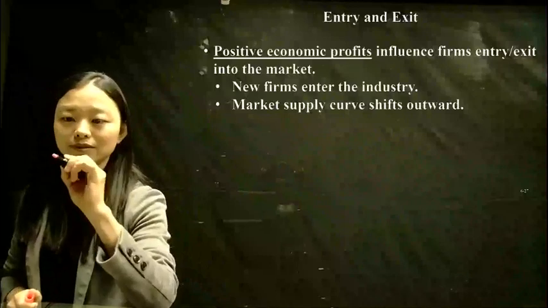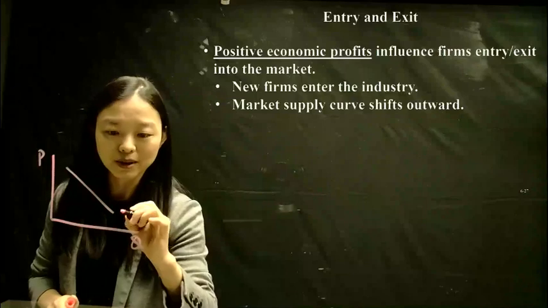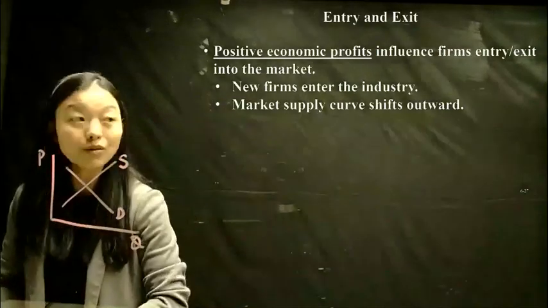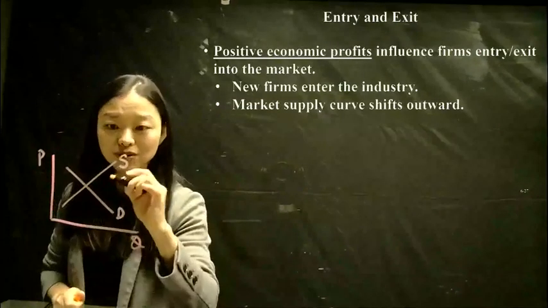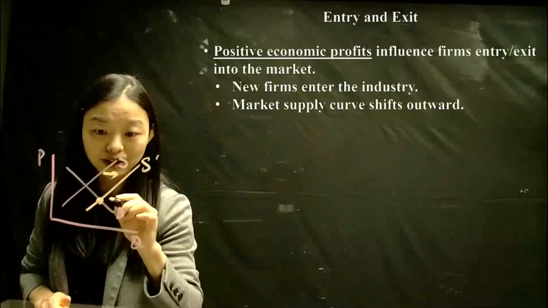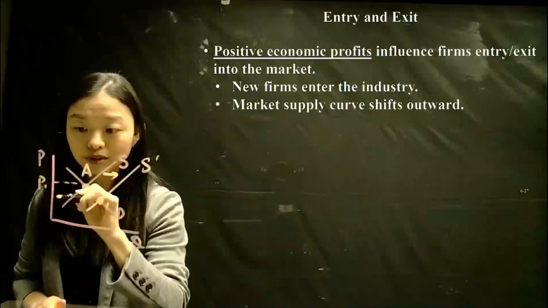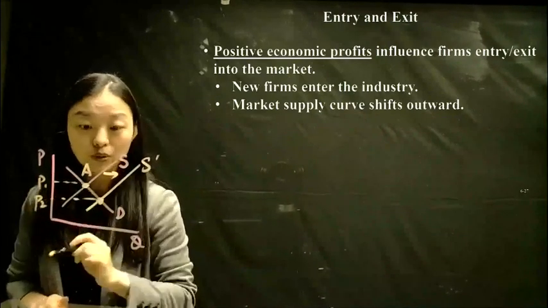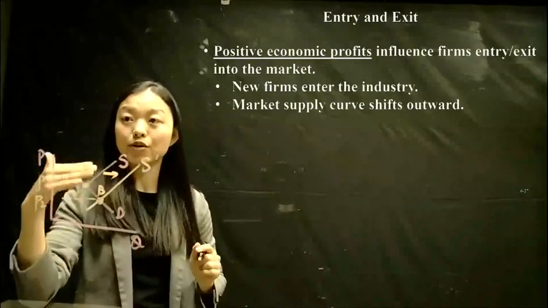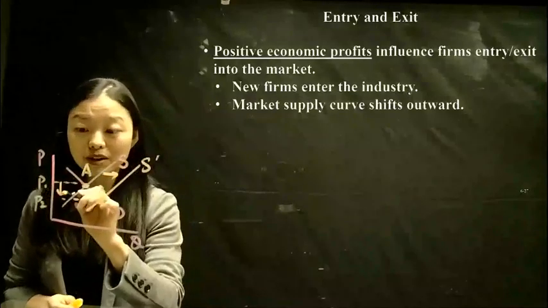See from this graph, this is the price, this is the quantity, this is the market demand, and this is the market supply. Now as more firms enter this market, it will shift the supply curve outwards, right? And then it will make the market price go down, because point A is the initial price at P1, and point B is the new price at P2. You can see as more firms enter the market, the supply curve shifts outwards and the market price goes down.